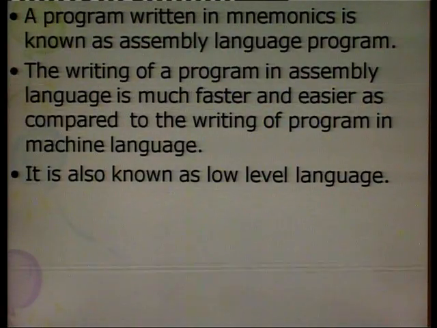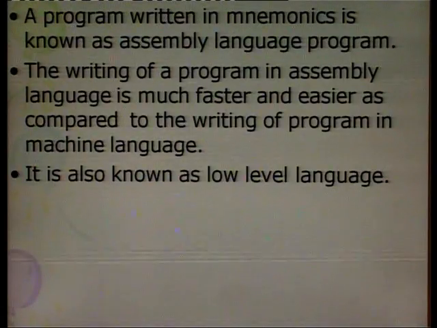The writing of a program in assembly language is much faster and easier as compared to writing a program in machine language. So, it is also known as a low level language. Why is it called a low level language? Because it is microprocessor specific. It is particular to each type of microprocessor.